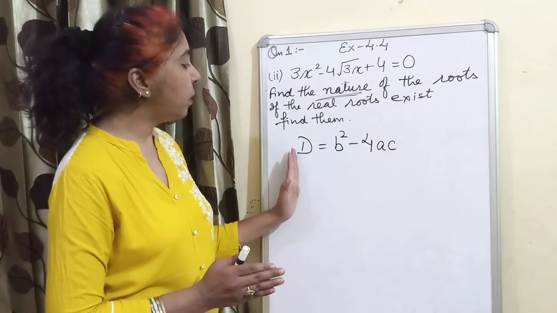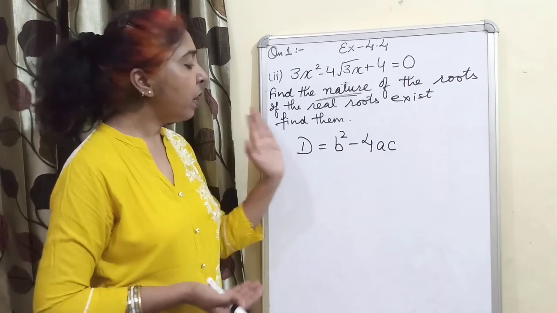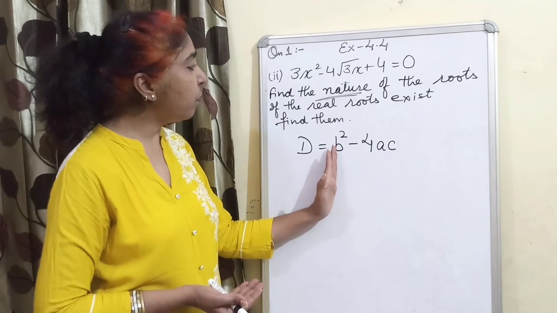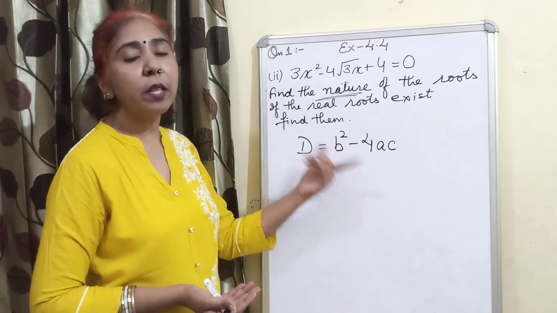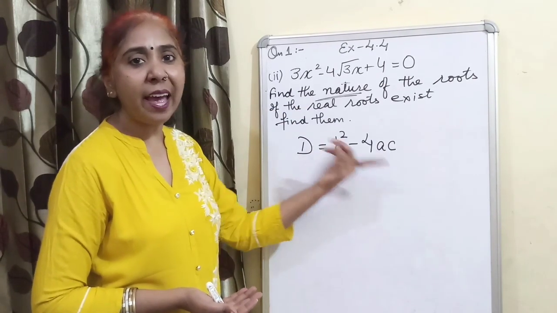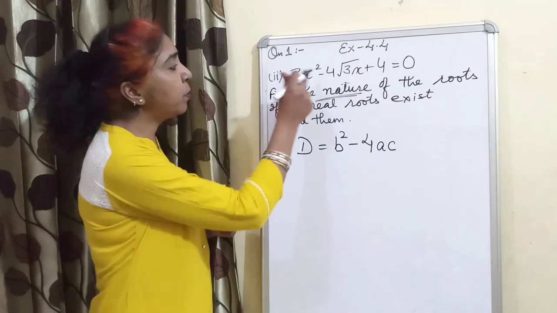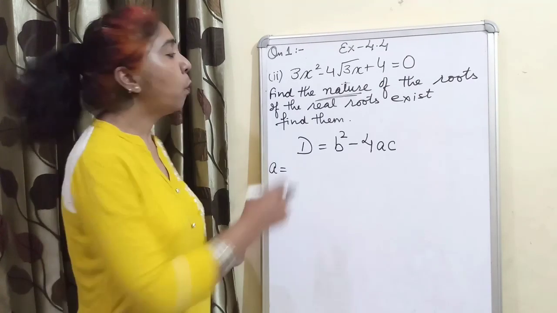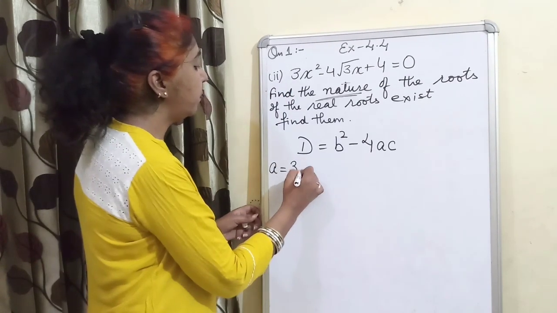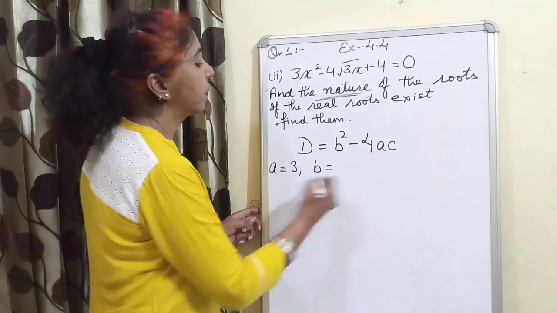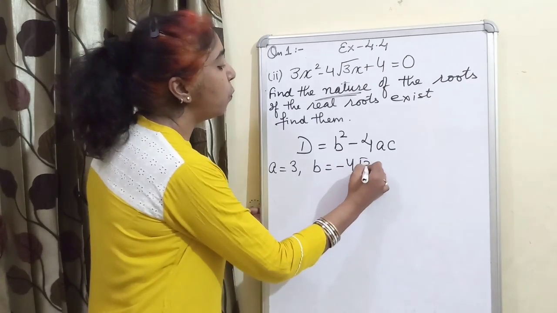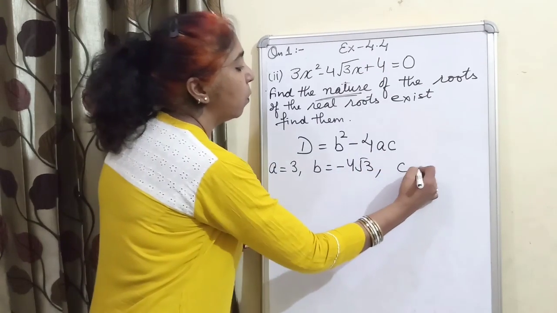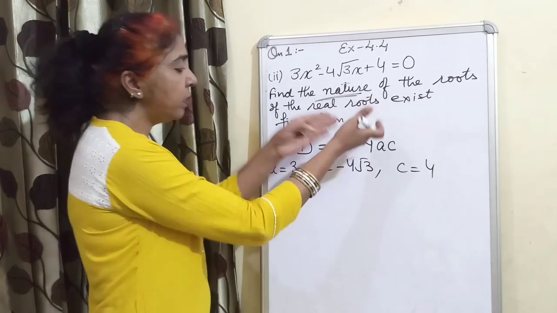First we have to find out d, that is the discriminant. We have the formula for d, b square minus 4ac, and before putting the values here we should know what are the values of b, a and c. So the values from the equation: what is the value of a? 3. And b is minus 4 root 3, and the value of c is 4. Now put all these values here in the d.